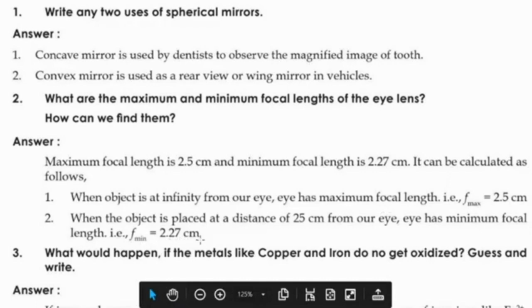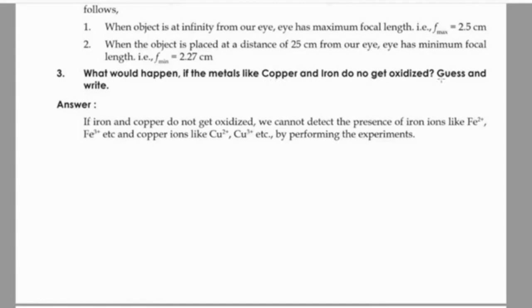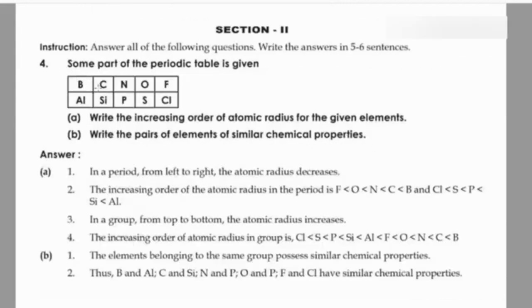What would happen if metals like copper and iron do not get oxidized? Guess and write. If iron and copper do not get oxidized, we cannot detect the presence of iron ions like Fe2+, Fe3+, etc. and copper ions like Cu2+, Cu3+, etc. by performing the experiment.